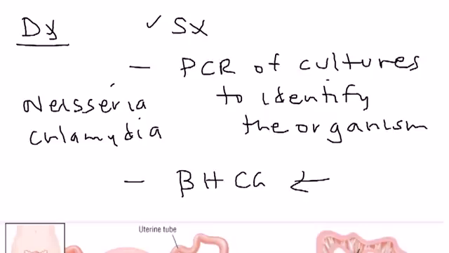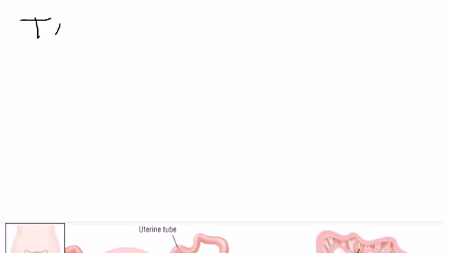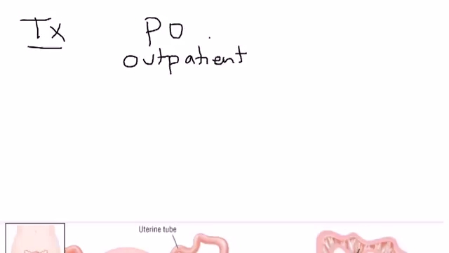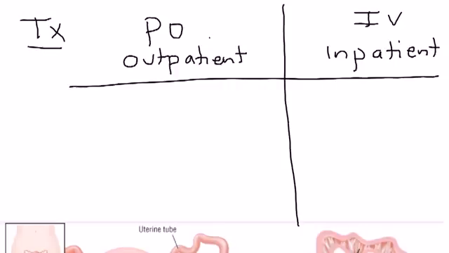Alright, so now we get into the treatment. The treatment of PID actually most commonly is oral, outpatient, meaning you give the patient antibiotics, but sometimes the patient will need to be hospitalized and given IV antibiotics. So I'll talk a little bit about why. Well, the oral antibiotic regimen is very famous.